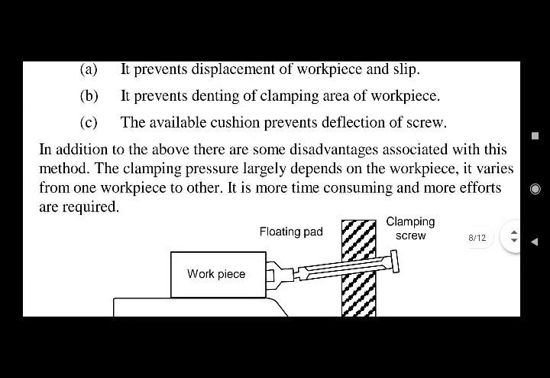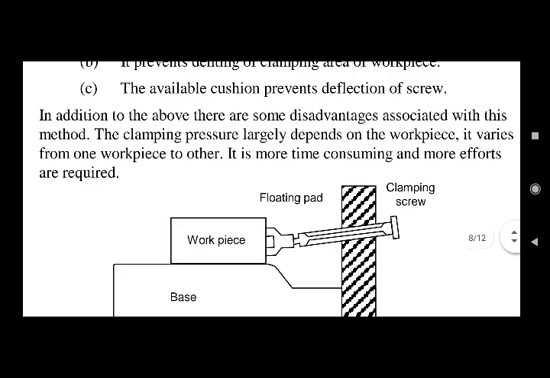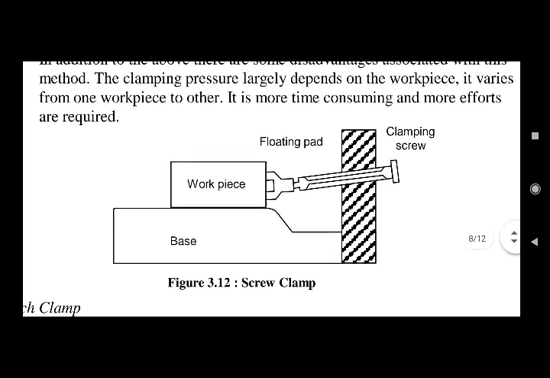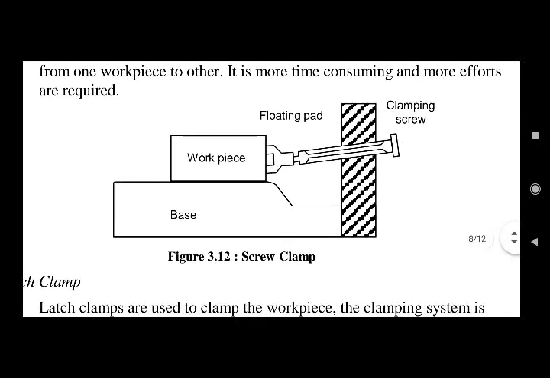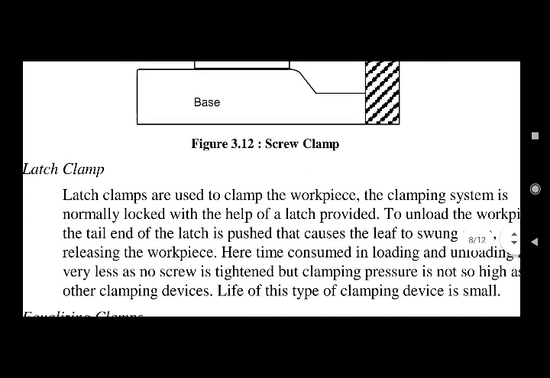Now, in addition to the above, there are some disadvantages associated with this method. The clamping pressure largely depends on the workpiece. It varies from one workpiece to another. It is more time consuming and more effort is required. Therefore, you can see the screw clamp or clamping screw that is applying pressure with the help of the floating pad on the workpiece.